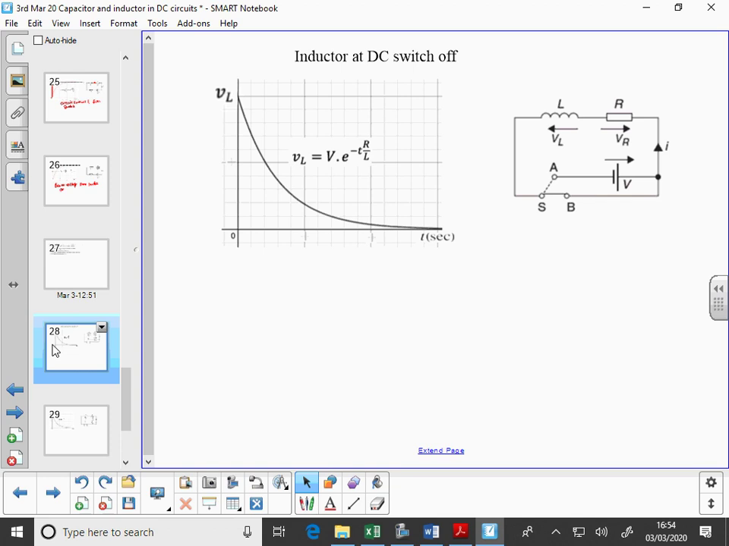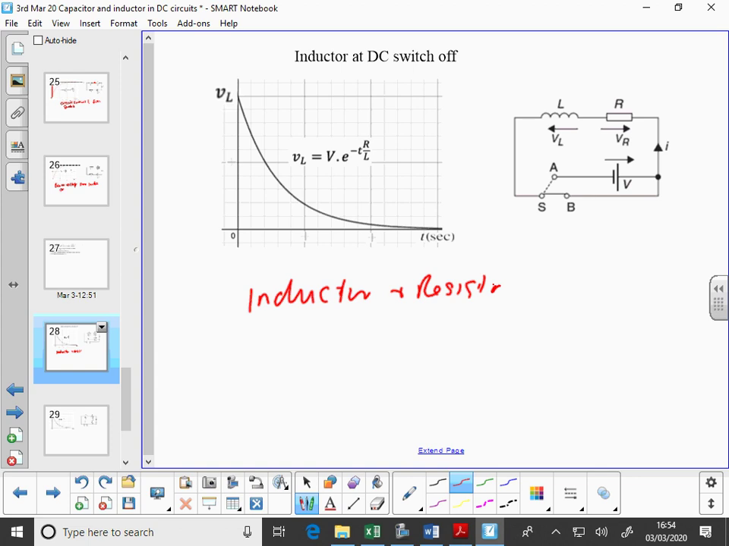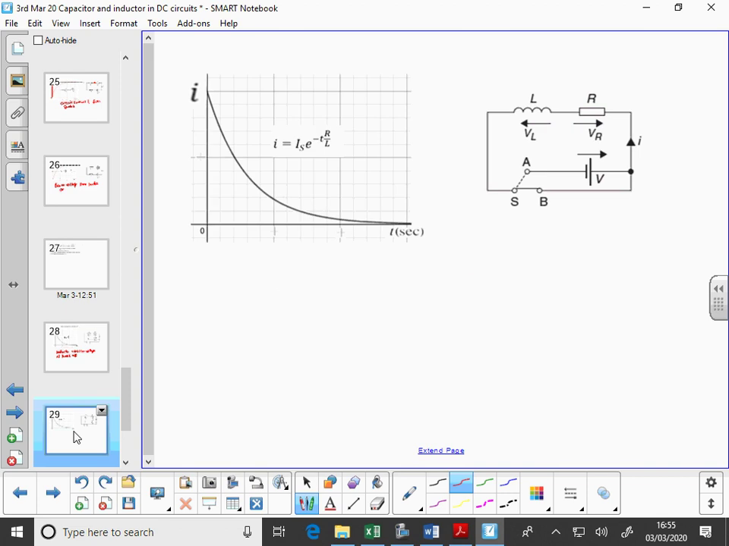So you've got all the formulas you need. This one is inductor and resistor voltage at switch off. And the last one.